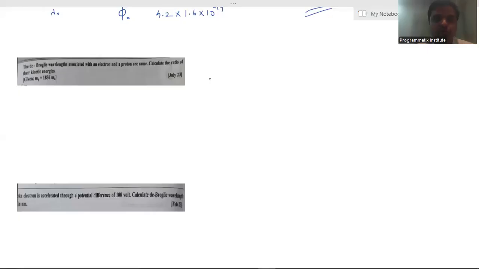Okay, so I hope these things are visible to you. Let's get back to the question. The de Broglie wavelength associated with an electron and a proton are the same. You have to calculate the ratio of the kinetic energies.